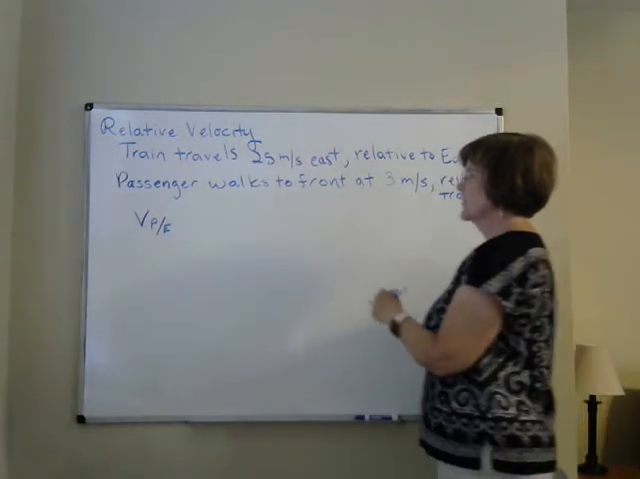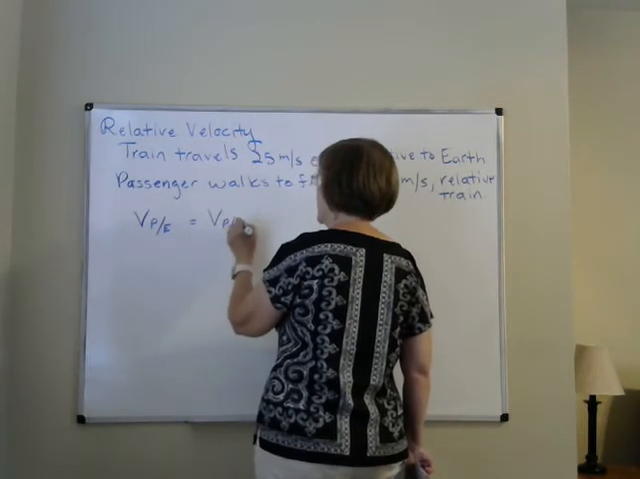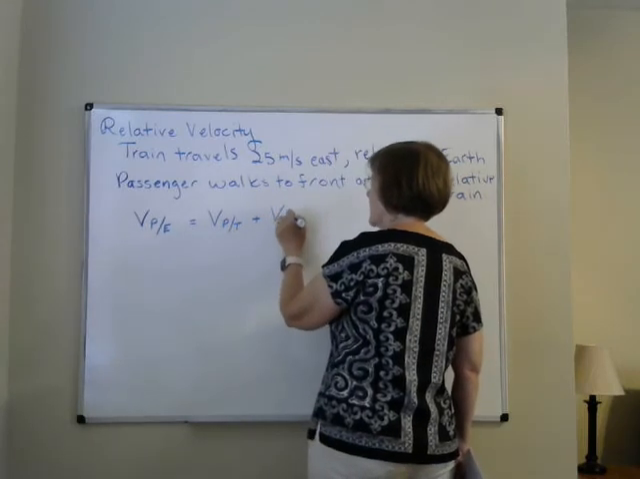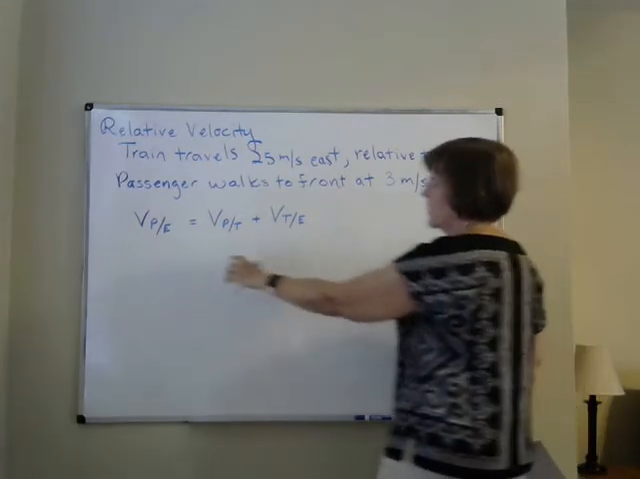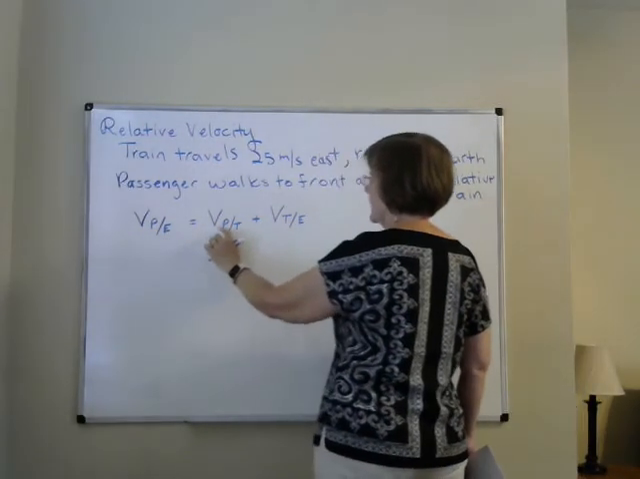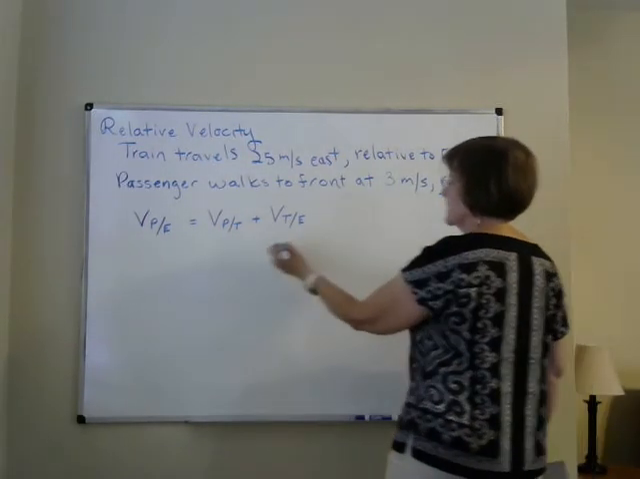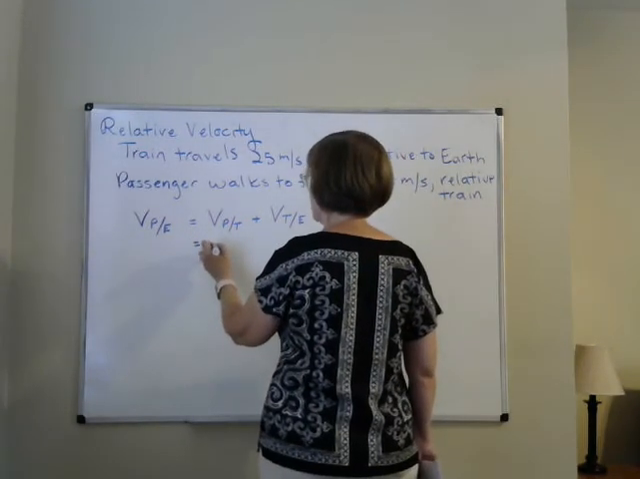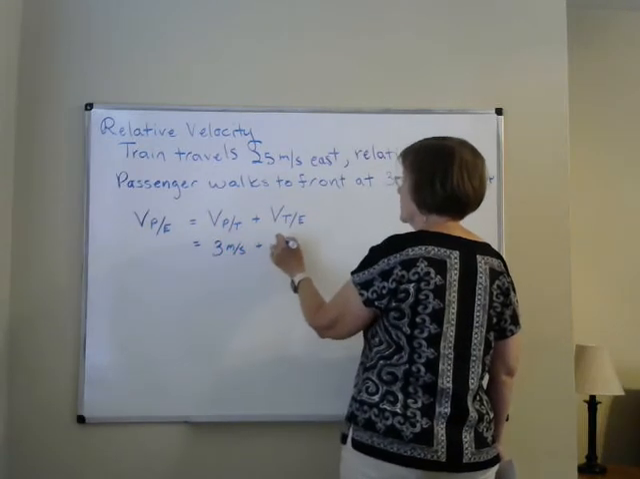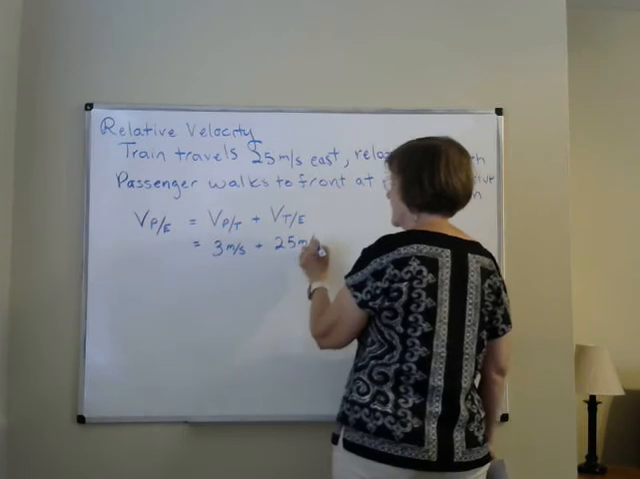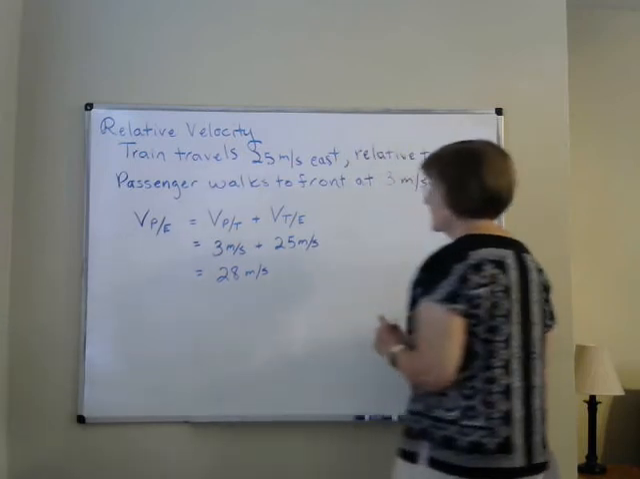The velocity of the passenger relative to the earth is equal to the velocity of the passenger relative to the train plus the velocity of the train relative to the earth. Notice how, if you want this to this, you've got this intermediate. It's on the bottom here, it's on the top there. In this case, it's really simple. The passenger relative to the train was 3 meters per second. The train relative to the earth was 25 meters per second. And we get 28 meters per second.